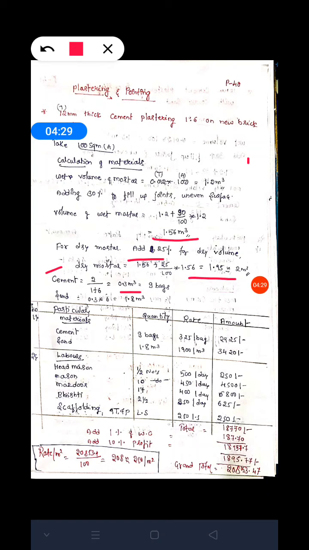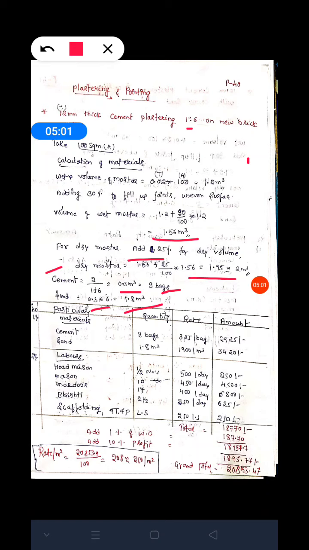The volume of 1 bag of cement is 0.0347. So 0.3 divided by 0.0347, then we get the number of bags as around 9. Then similarly for the sand, we've calculated the dry volume of cement, which is 0.3. For this 0.3 we need to multiply the proportion, that is 6. 0.3 into 6, then we get the sand as 1.8 meter cube. So this is how we need to calculate the material.